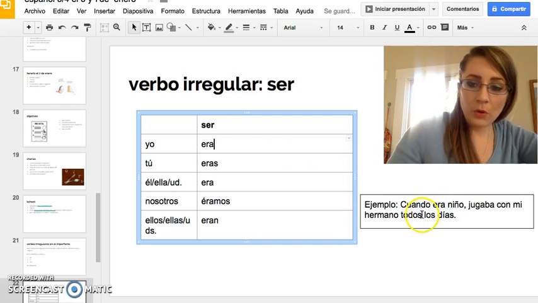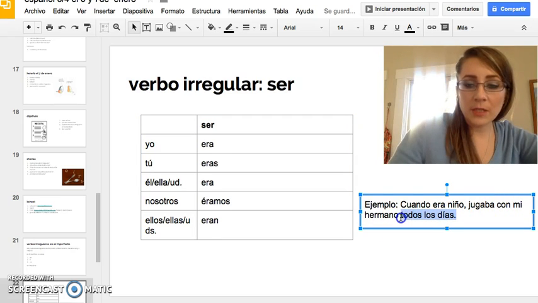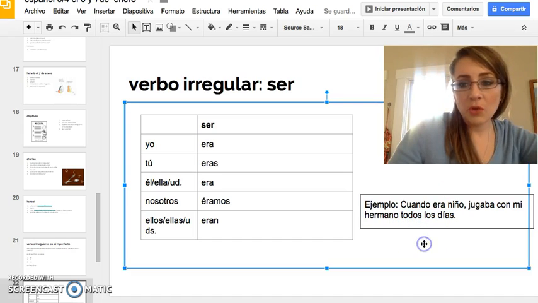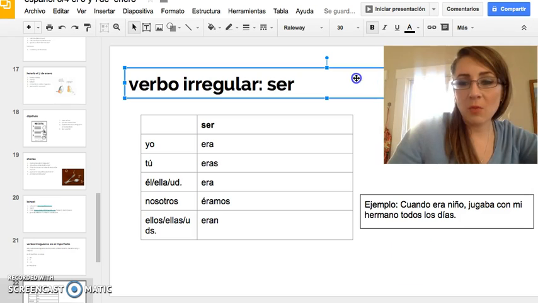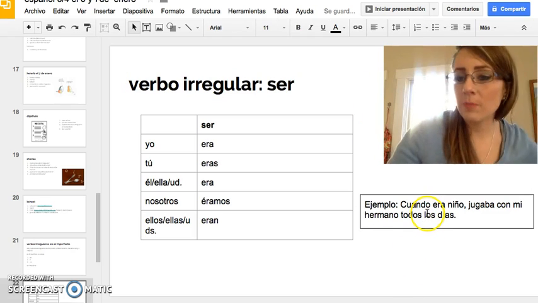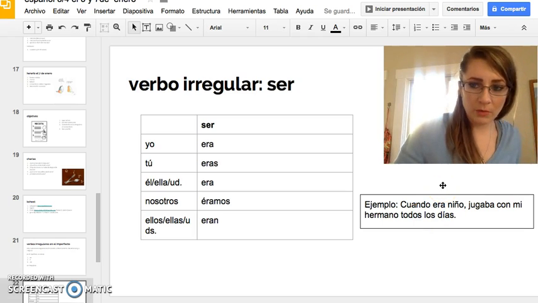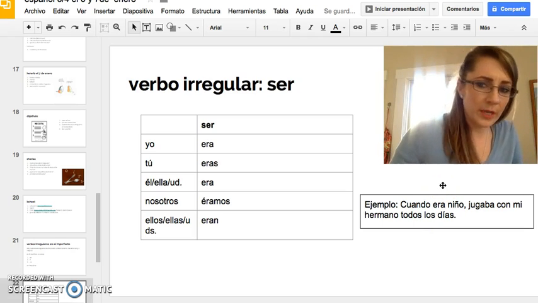El ejemplo, cuando era niño, jugaba con mi hermano todos los días. So again, you're looking for those keywords, like right here, todos los días, all of the days I did this. So you know that this is something that didn't just happen once, it was habitual, which is how you know it's the imperfect. Okay, ustedes van a escribir un cuento. You're going to be writing a story about things you did when you were little. We'll be doing that when I get back.